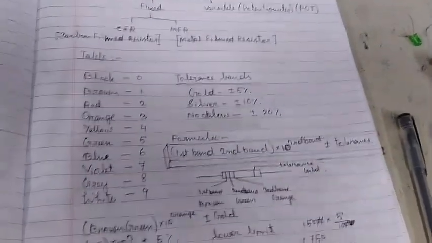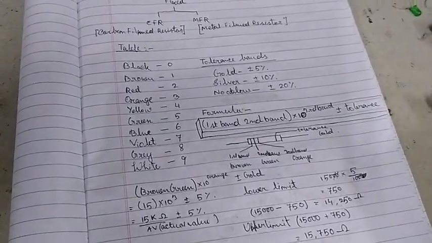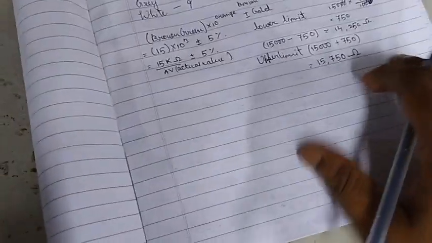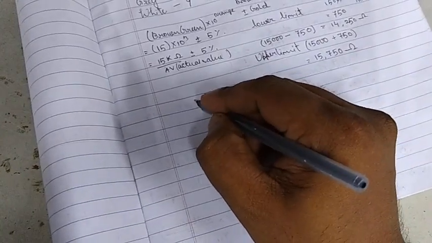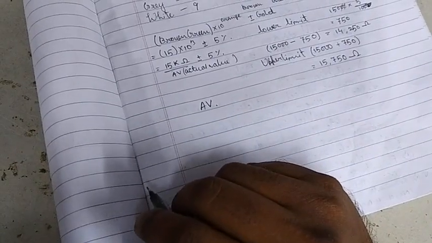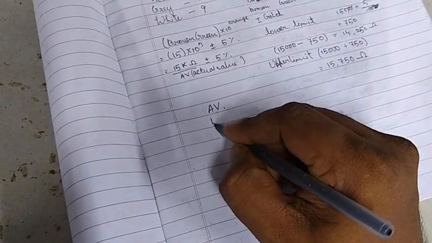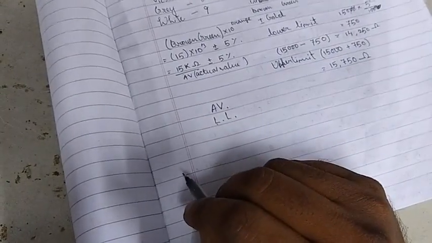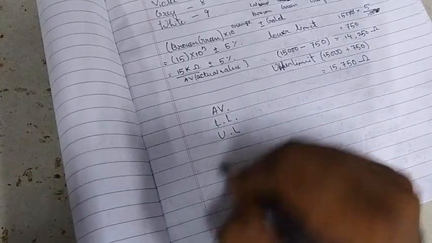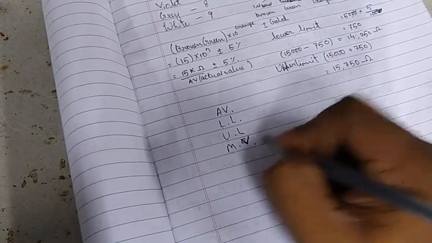Now a CFR or a resistor contains four types of values. The first one is called actual value, we denote it AV. Then lower limit, that is LL. Then upper limit UL, and measured value MV.